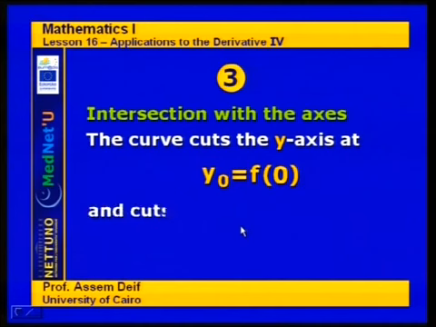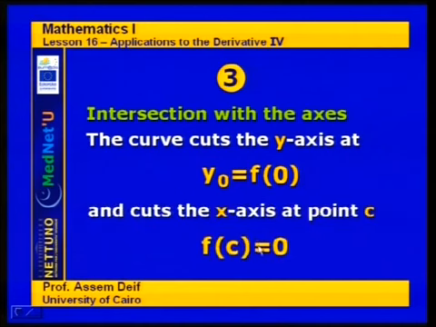Third property, the intersection with the axes. And actually, this is one good thing that you should do even from the start. When x equals 0, you tabulate y naught. So the point (0, y naught) lies on your curve. As well, when y is equal to 0, so your root, this is the point at which the curve passes by the x-axis. So the point (c, 0) also lies on your graph.